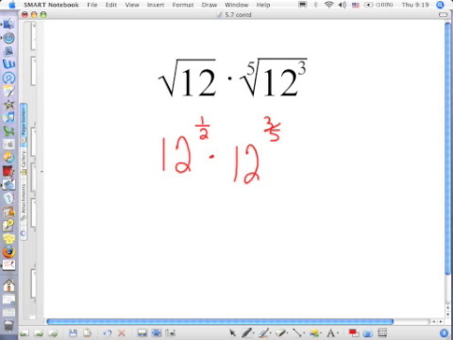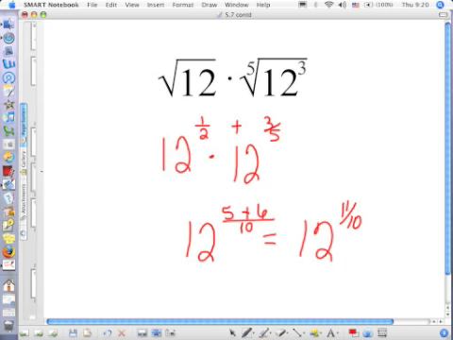Okay, well, we did this in the lesson yesterday. What do you got to do? Common denominator, because we're going to be adding 1/2 plus 3/5. What is the common denominator? 10, which means this becomes 5, and this becomes 6. So it's 12 to the 11/10.